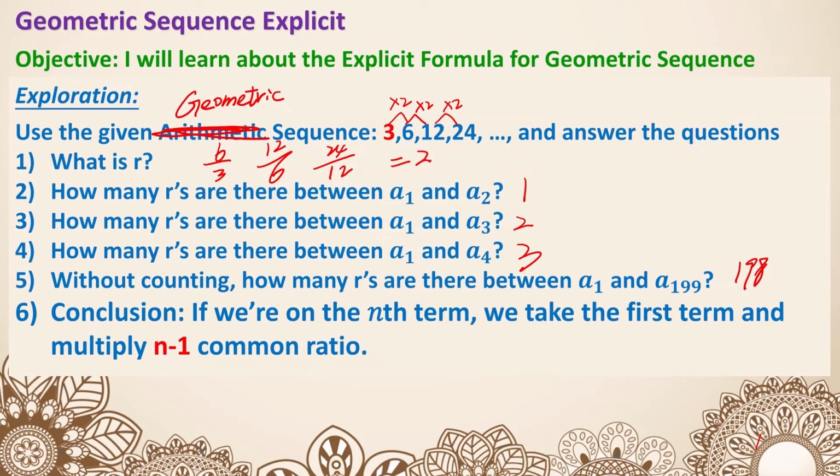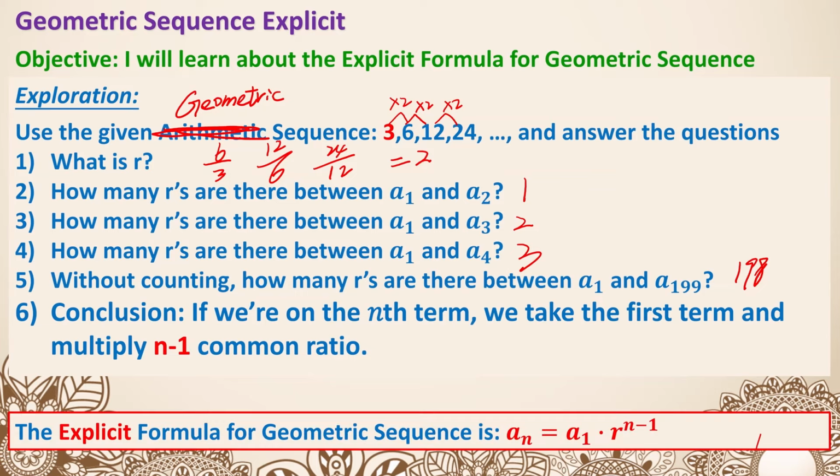ratios. So the conclusion, if we want to get to the nth term, we're going to need to take the first term and multiply by n minus 1 of the common ratio. So it's very, very similar to the arithmetic sequence. Here's the explicit formula for a geometric sequence. We need the first term. We're going to use the first term multiplied by the ratio n minus 1 times. So technically, it's supposed to be times r times r times r times r. And you're multiplying by r n minus 1 times, which is the same as r to the n minus 1 power. That is the explicit formula.